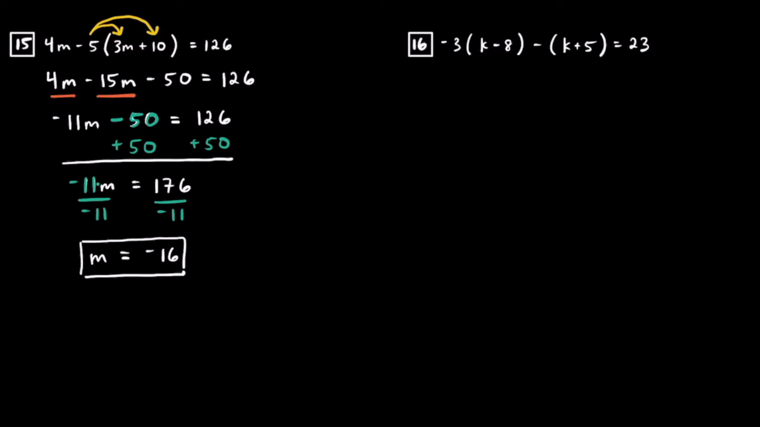For number 16, we have negative 3 times the quantity of k minus 8 minus the quantity of k plus 5 is equal to 23. So it looks like we're going to have to distribute twice here. Let's keep in mind there's some numbers here that might help us out.